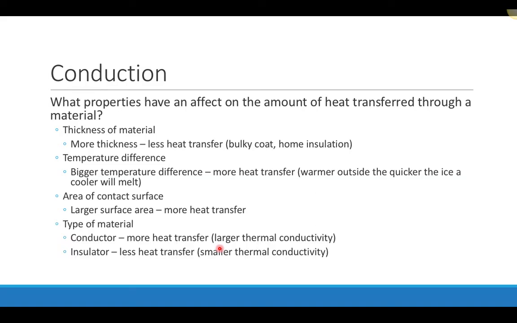It also depends on the type of material, as we saw with the example of the glass and the metal. Conductors are going to transfer more heat. They have what's called a large thermal conductivity, and insulators are going to transfer less heat. They have something called a small thermal conductivity. So the thermal conductivity is going to tell us what type of material I have and how well it is going to transfer energy.